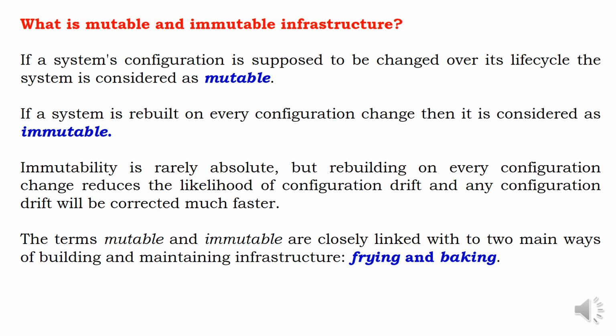Immutability is rarely absolute, but rebuilding on every configuration change reduces the likelihood of configuration drift, and any configuration drift will be corrected much faster. The terms mutable and immutable are closely linked with the two main ways of building and maintaining infrastructure. They are frying and baking.